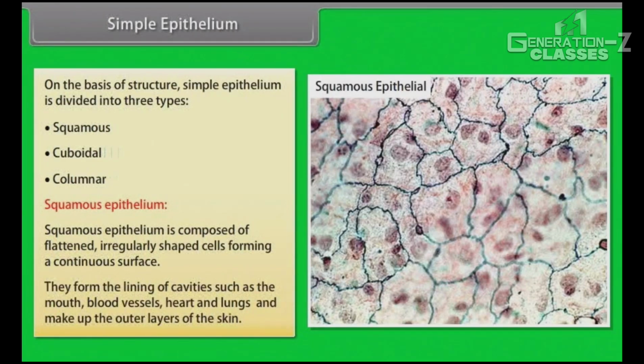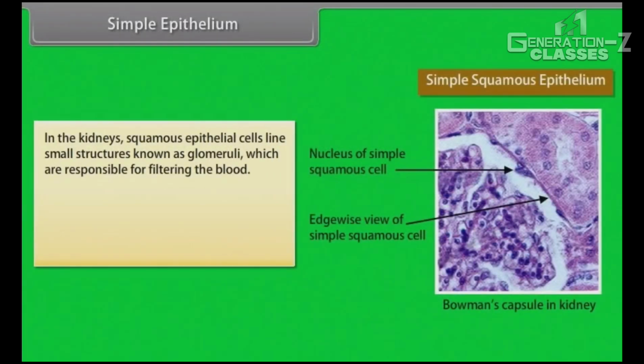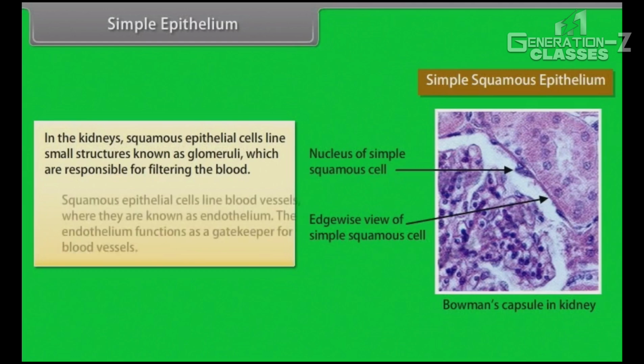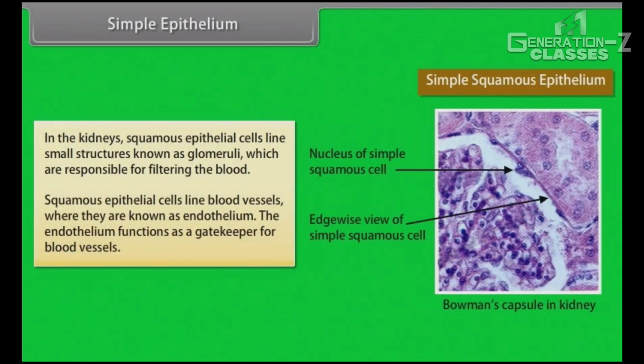They form the lining of cavities such as the mouth, blood vessels, heart, and lungs, and make up the outer layers of the skin. In the kidneys, squamous epithelial cells line small structures known as glomeruli, which are responsible for filtering the blood. Squamous epithelial cells line blood vessels, where they are known as endothelium. The endothelium functions as a gatekeeper for blood vessels.